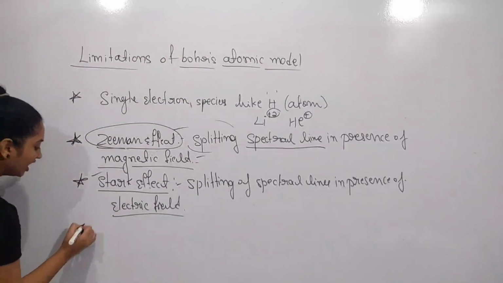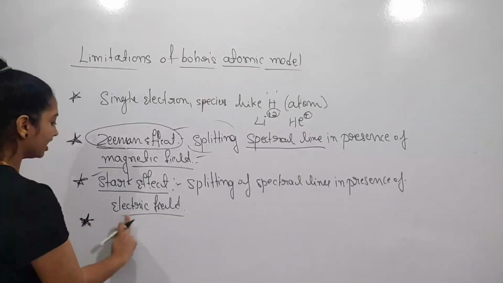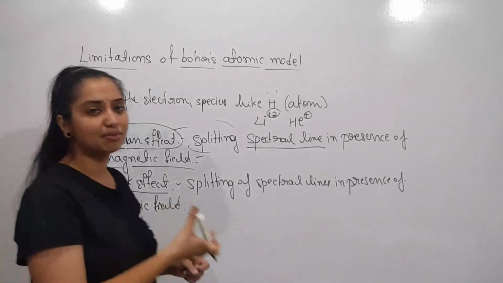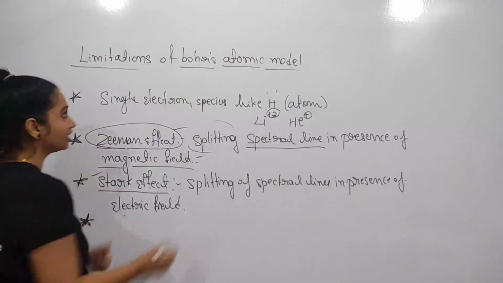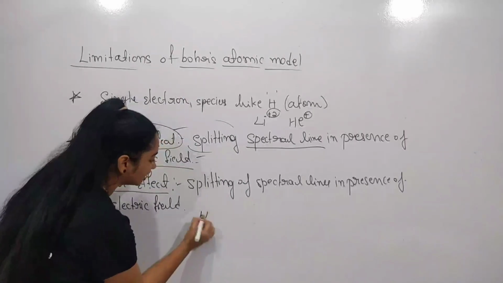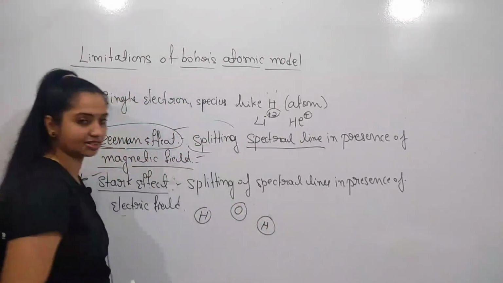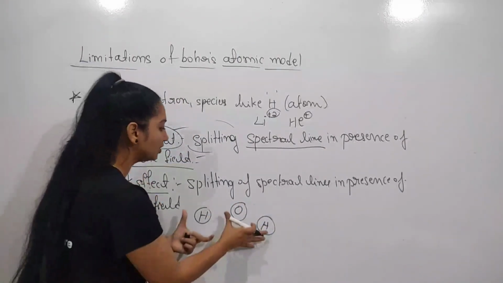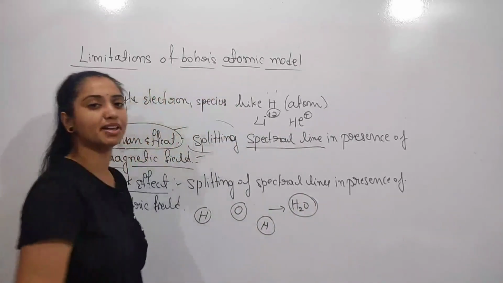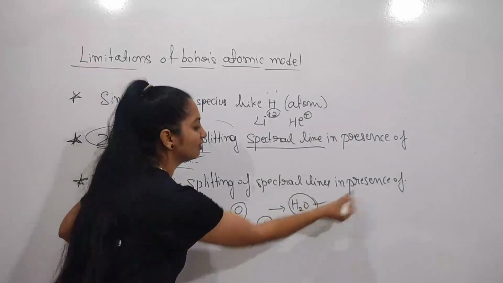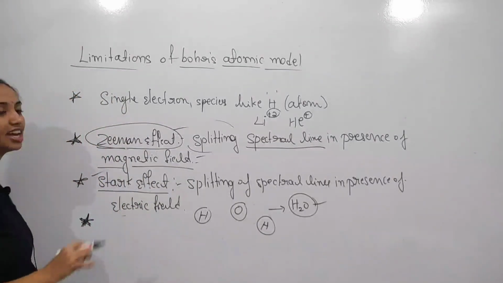And next, again, where he failed. The fourth limitation is he can't explain chemical bonding, the formation of molecules through chemical bonding. So see here, we have a hydrogen atom and an oxygen atom, and again one hydrogen atom. It is an example of how they combine and form a water molecule. He can't explain this molecular formation through chemical bonds. So this is also one limitation of Bohr's atomic model.